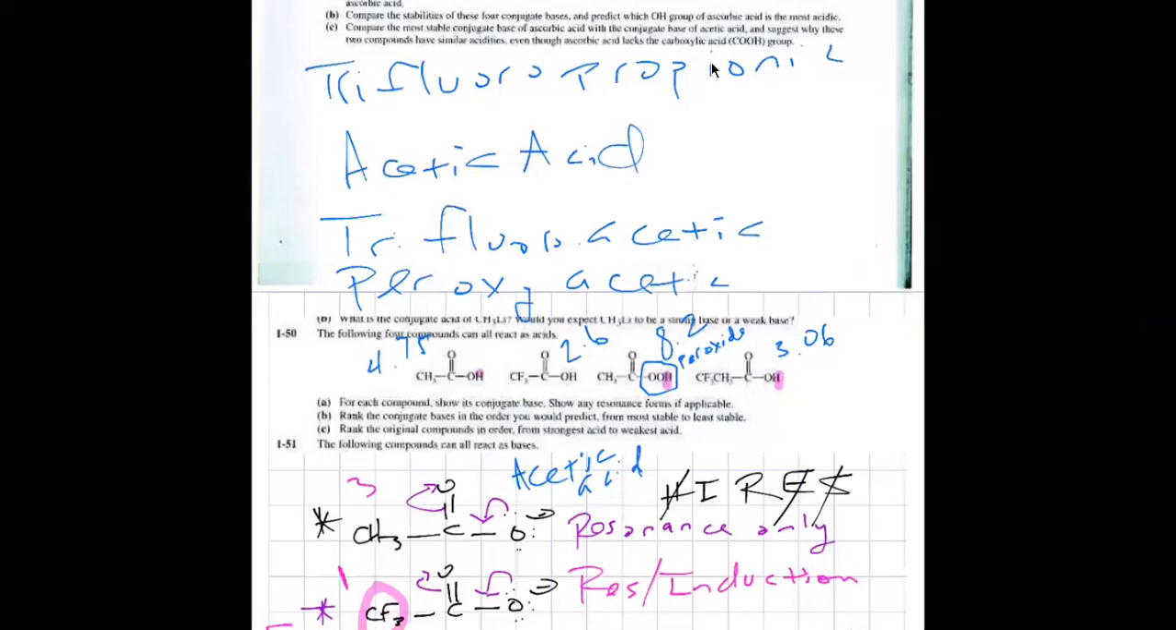Right, and we said that this was the strongest. That was one, this was two, this was three, and this was four. We based it on the factors that stabilize conjugate bases. In this case, it was induction and resonance that gave the conjugate bases stabilization.